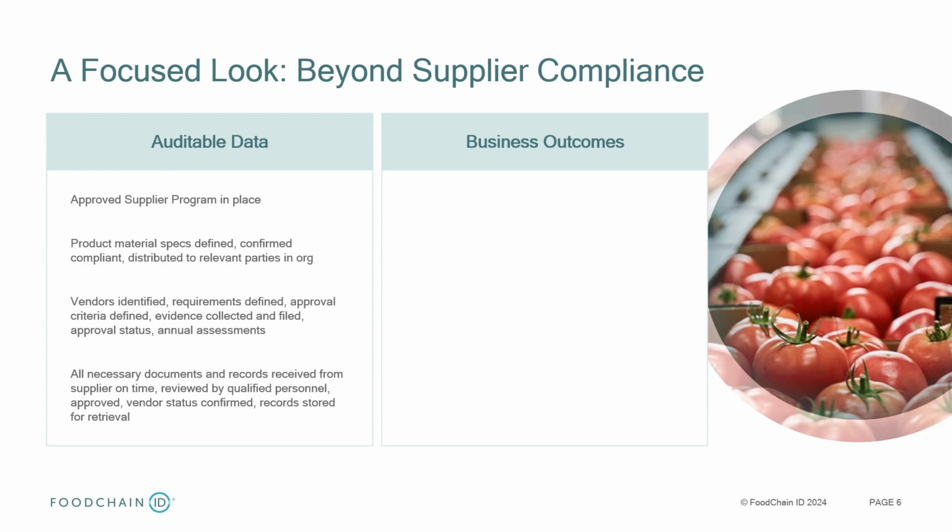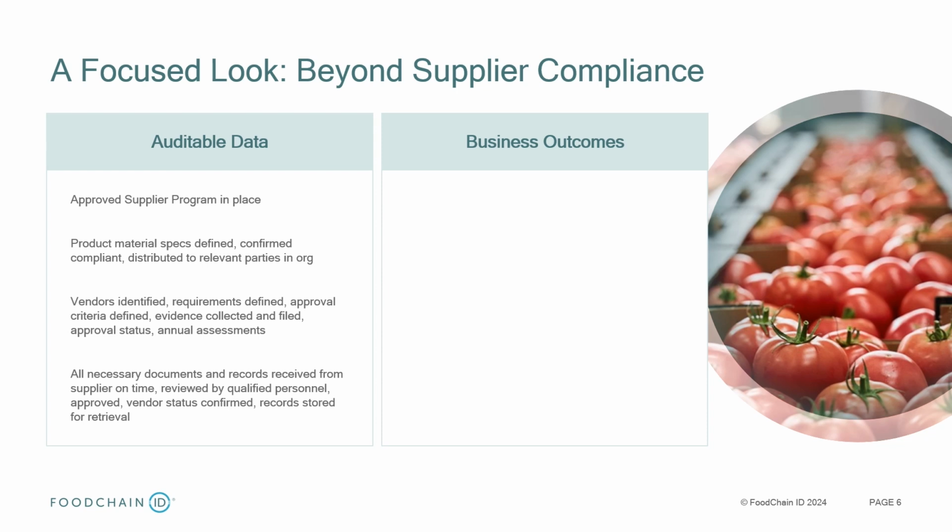Our vendors are going to be identified. We're going to know who we're buying things from. We've got their requirements defined, so we know what they have to do. We've got to have these elements from them to demonstrate compliance to our programs and to our products. We've defined what our approval criteria is. We've got evidence of all that information collected and filed.